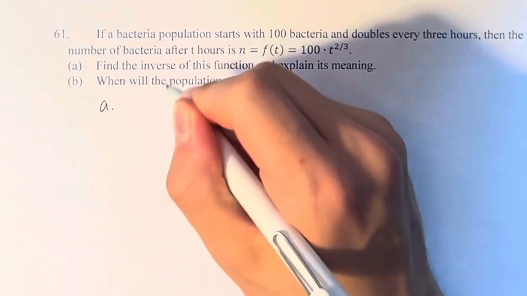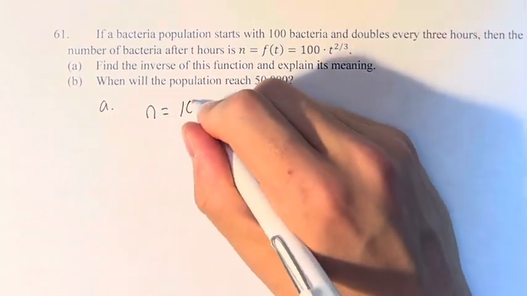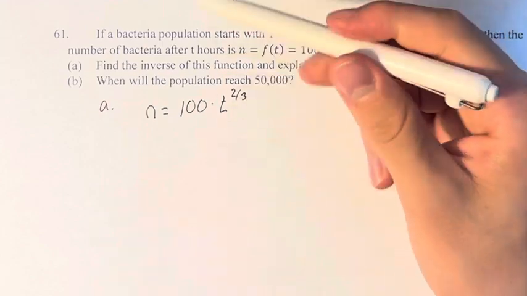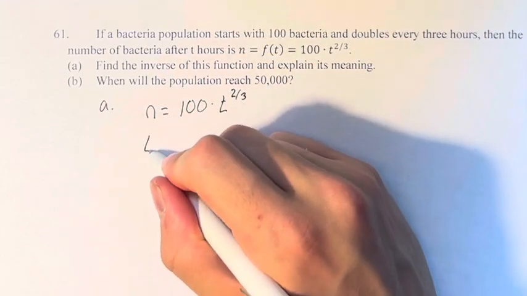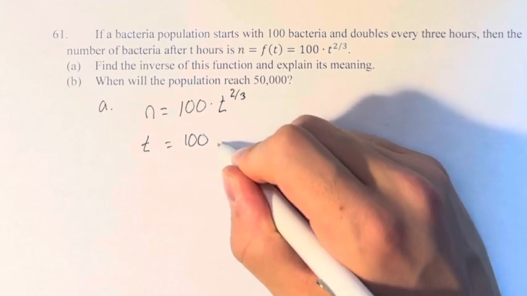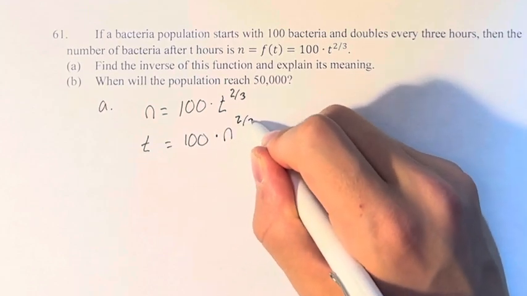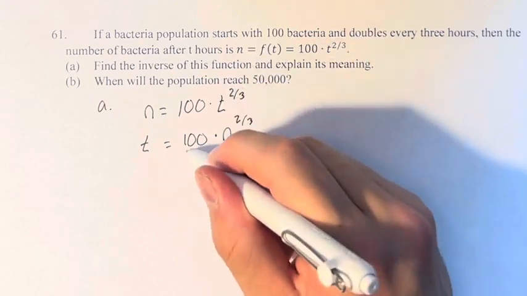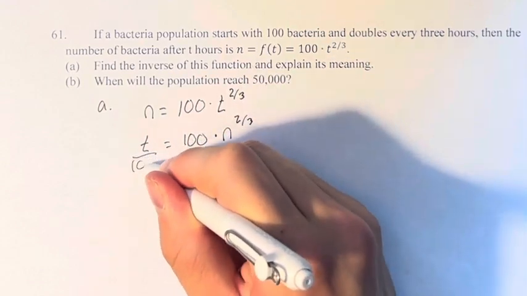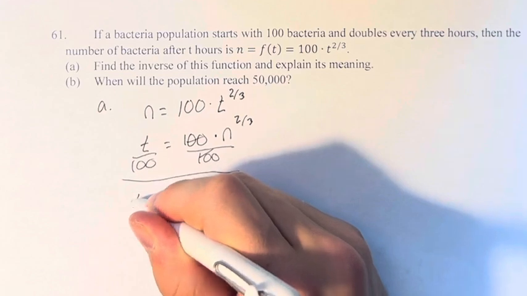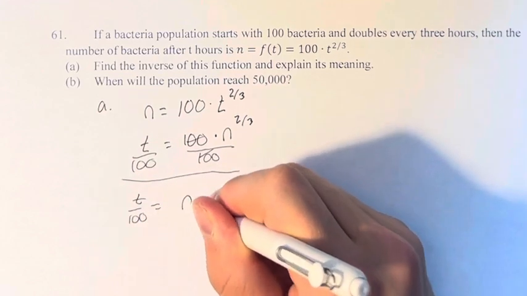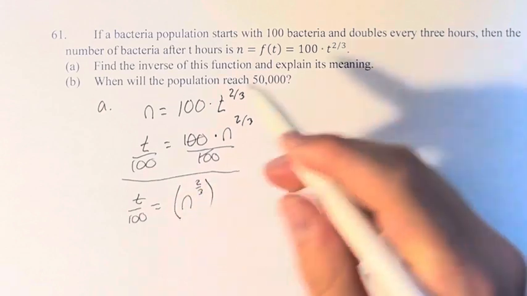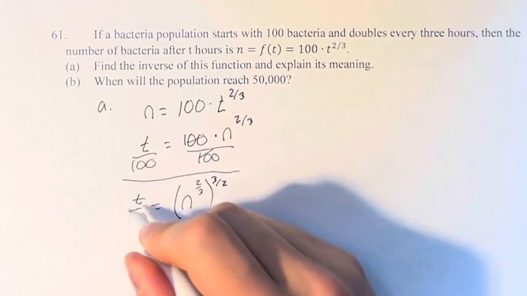So if we have n equals 100 times t to the 2/3 as our original function, to find the inverse, we have to swap the variables. So t equals 100 times n to the 2/3. Now we just have to solve for n. Dividing by 100, we get t over 100 equals n to the 2/3. So to get n on its own, we raise this to the 3/2 power.